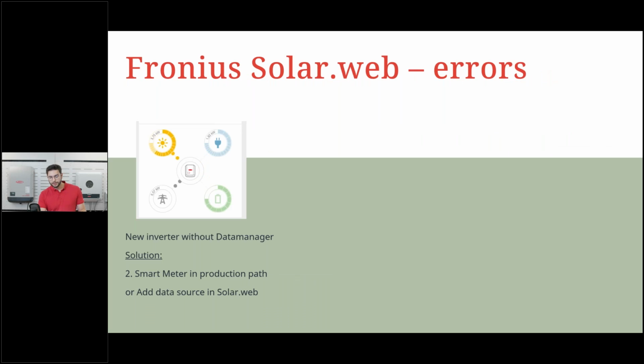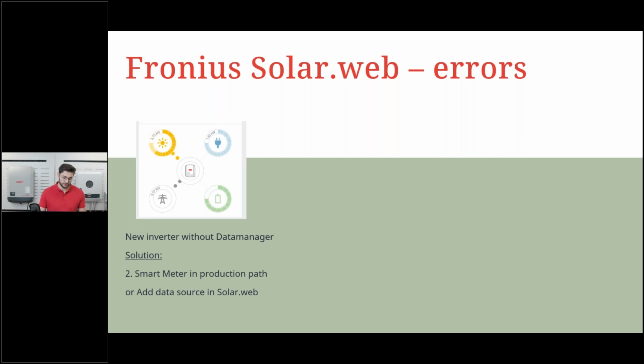Now, last but not least, I have put in some errors that you could encounter, and I also want to share some solutions, how you can resolve this problem. So for example, on this bubble chart, we can clearly see something is wrong. We produce 3.7 kilowatts and feed in 5.5 kilowatts back into the grid. Clearly something is wrong in this case.